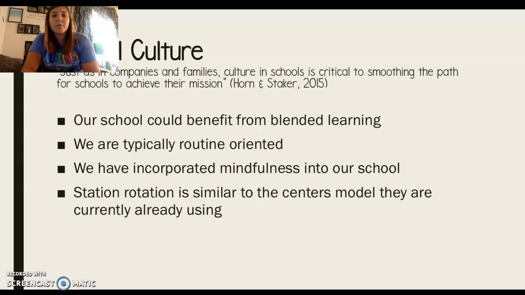And then we have incorporated mindfulness into our school, which has been something that's just allowing the students to have some control over themselves, their mind, and their body, and to make sure they have time to breathe and take breaks and have that self-control.